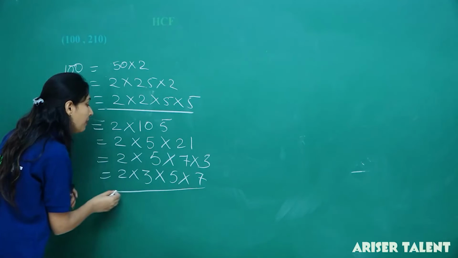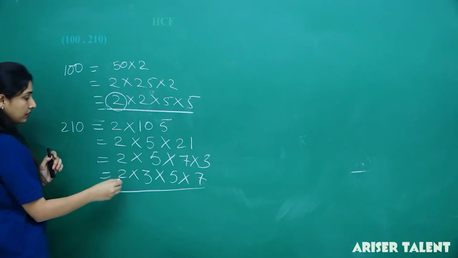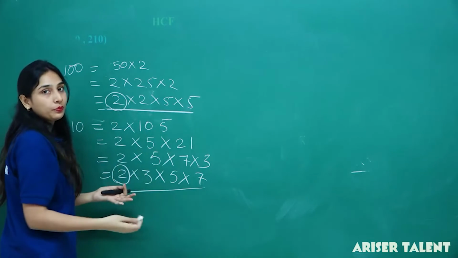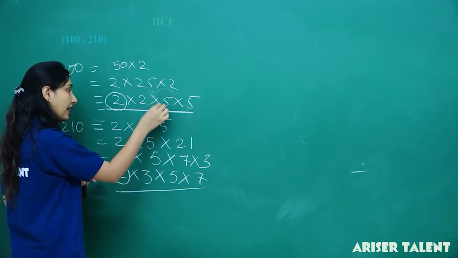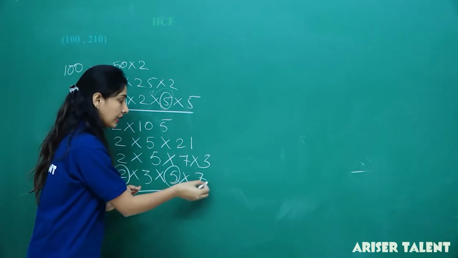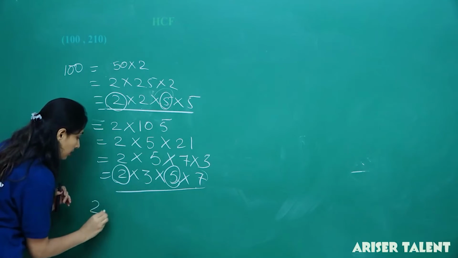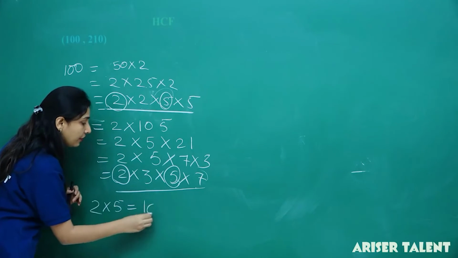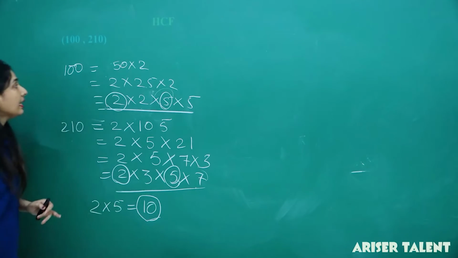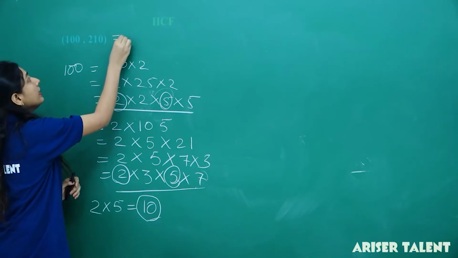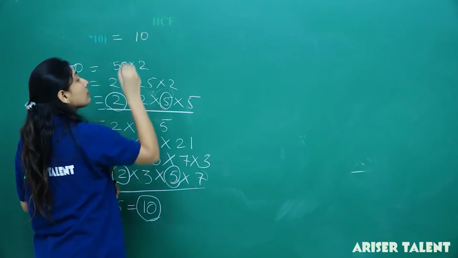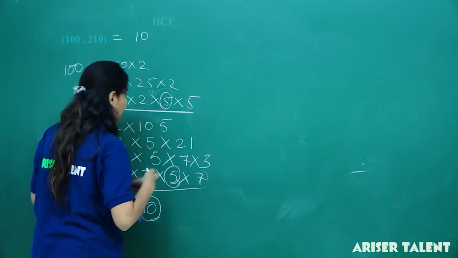Now, what are the common factors? 2 is here, and again 2 is here. So 2 is common. Now, do we have another 2 here? No. Then 5, yes, we have one 5 here. Again 5, no. Again 7, no. So 2 and 5 are the common prime factors. So we get 10. So the HCF of 100 and 210 is nothing but 10, right?